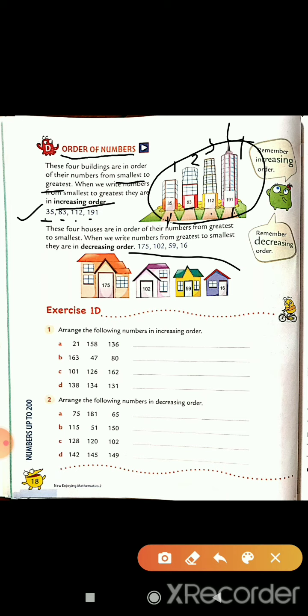Next, these four houses are in order of their numbers from greatest to smallest. See, house number 1, 175 number. House number 2, 102 number. House number 3, 59 number. House number 4, 16 number. So, these four houses are in order of their numbers from greatest to smallest.